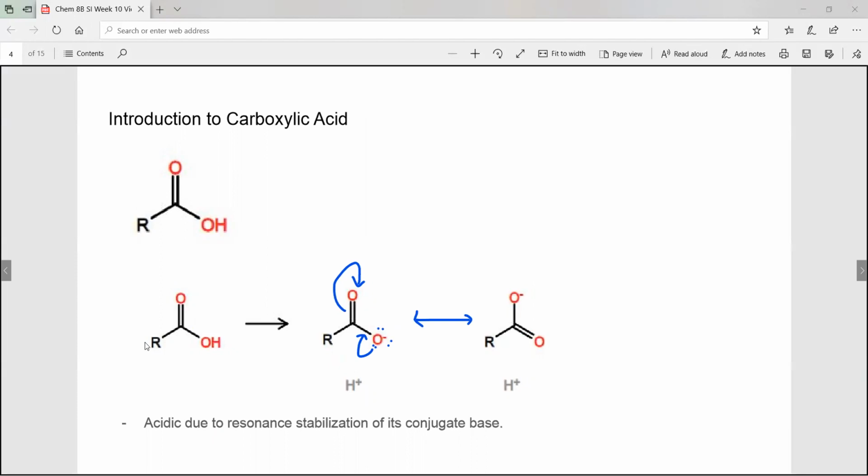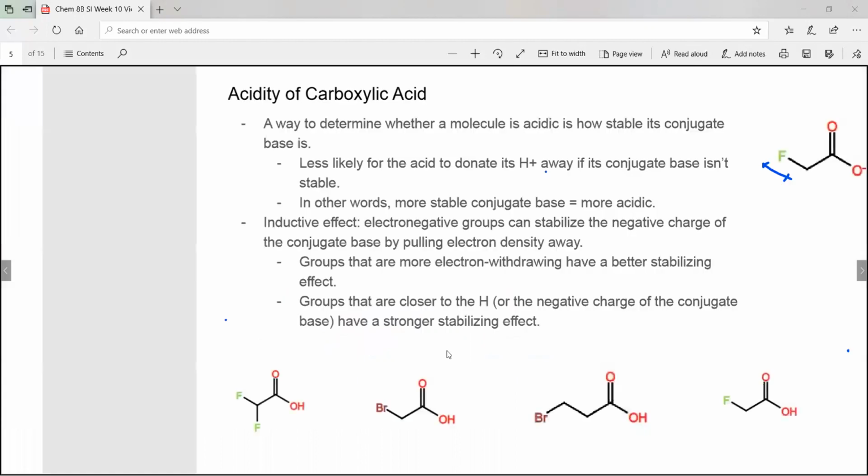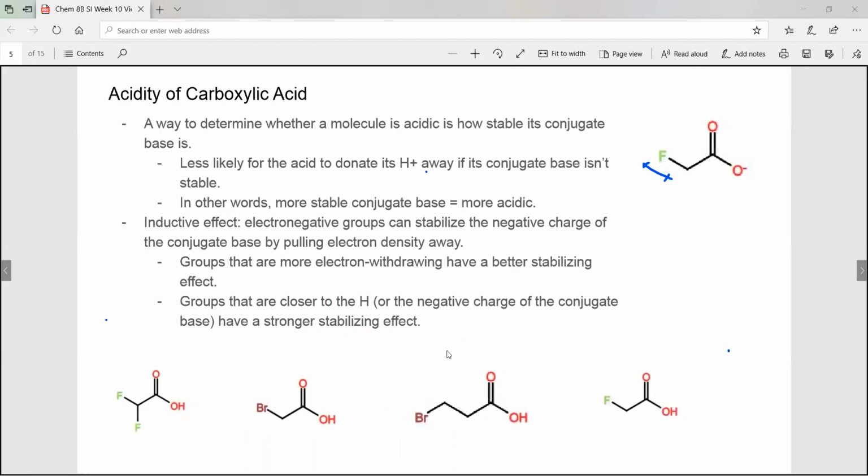Carboxylic acid is a functional group with a double bond O and OH attached on the same carbon. It's acidic because its conjugate base is resonance stabilized. A way to see if a molecule is acidic is how stable its conjugate base is. If the conjugate base isn't stable, it's less likely for the acid to donate its hydrogen away. In other words, a more acidic molecule will have a more stable conjugate base.